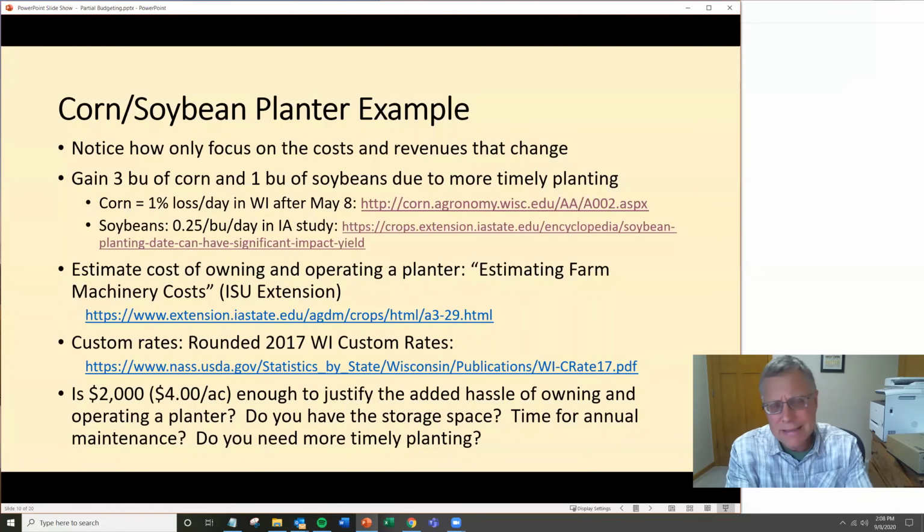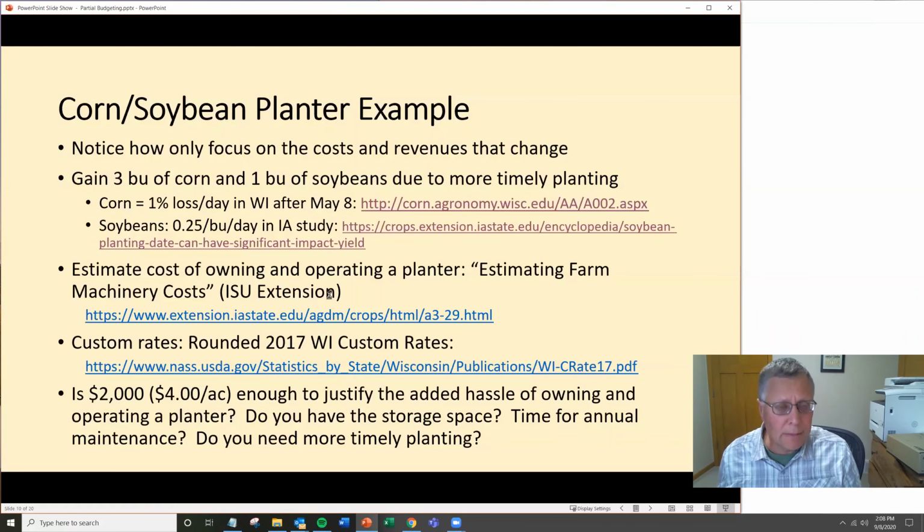And that's kind of you have to come up with these assumptions here to drive this analysis. You have some information. How much later are you all the time because you're using a custom operator as opposed to doing it yourself? You'll have to answer those questions yourself by looking at the days you typically got in using the custom operator and what you think you can do if you owned and operated the planter yourself. There's some other examples here of estimating the cost of owning and operating a planter. That's where the cost side came from if you owned a planter.